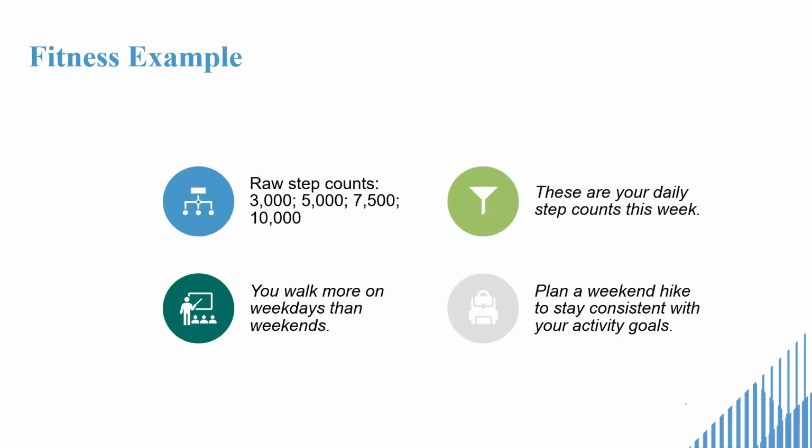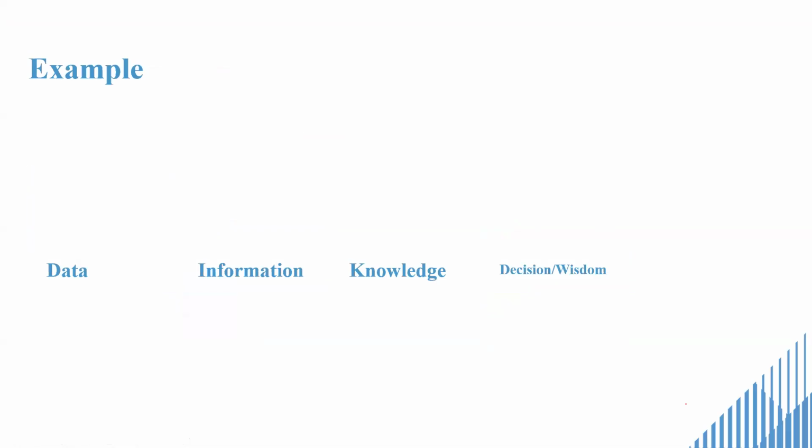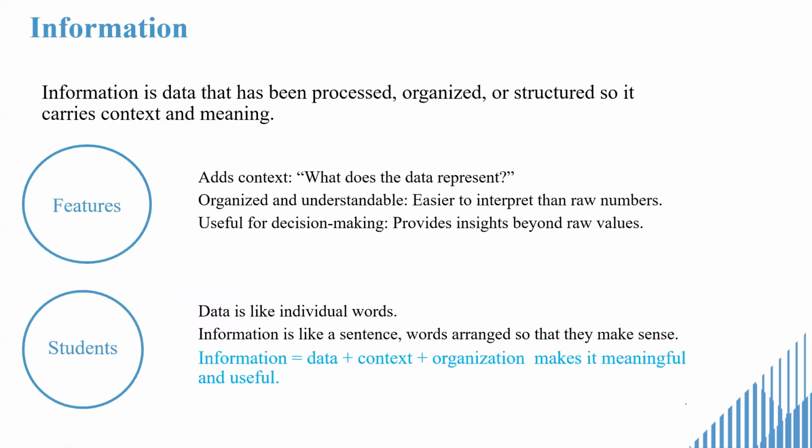just another example. See here, you can walk more on weekends. In here you can see these are your daily step counts this week. In here it was just 3,000, 5,000. This one was like a digit or something. Now this is a sentence. I can understand this is about my daily step counts this week. So this is information regarding what the number is for.